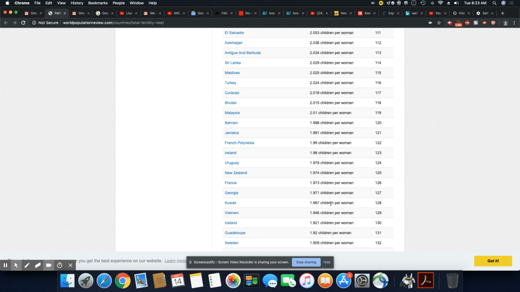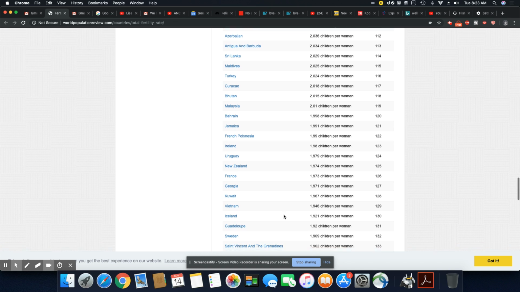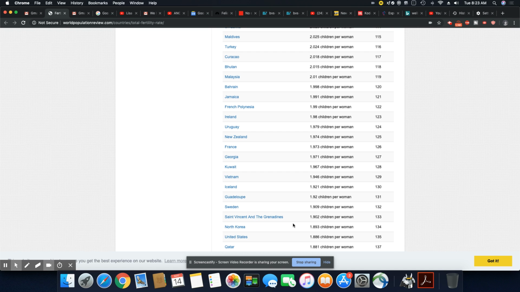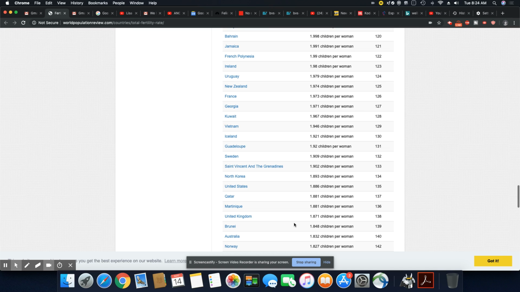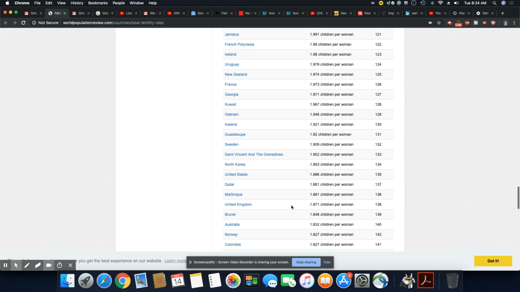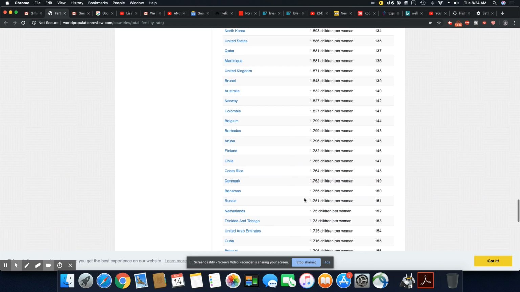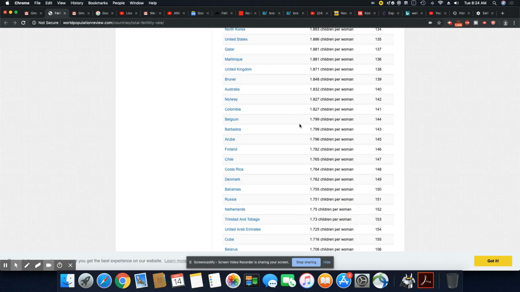Georgia, which is Russia, they're talking about 1.971 children per woman. Sweden at 1.909 children per woman. So you can see all of these are below replacement rates. The United States, 1.886 children per woman. The United Kingdom at 1.871 children per woman. Australia at 1.832 children per woman. Norway, 1.827 children per woman. And you can see these are all European countries, all below the replacement rate of 2.1.